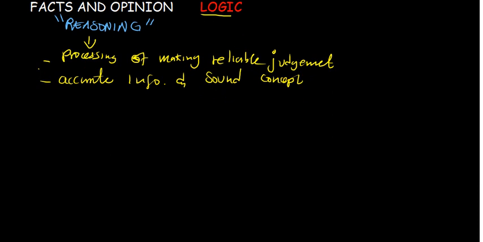This means for you to be able to reason well, you need to have information and you need to have sound concepts. And so, logic cannot be used when it is based on faulty judgment. You can't use logic when you're talking about faulty judgment.